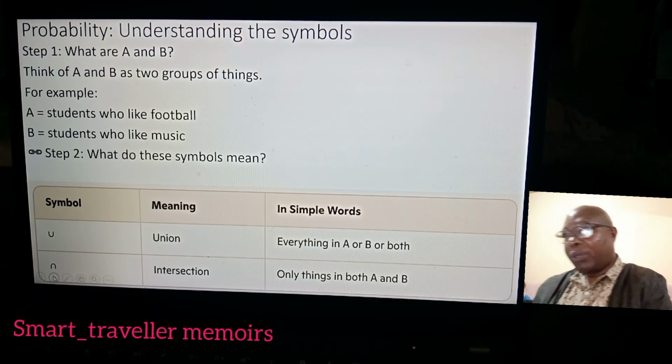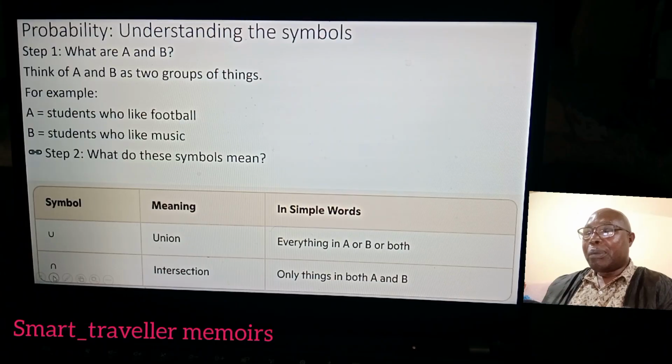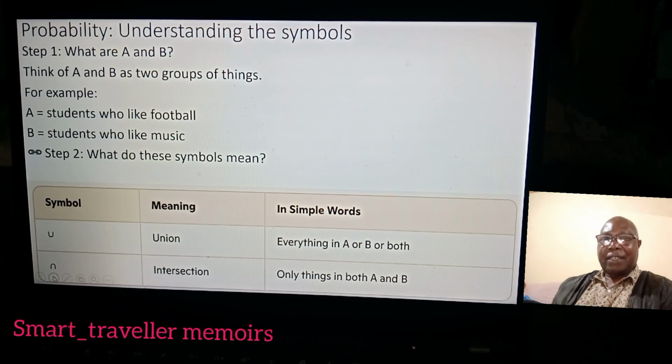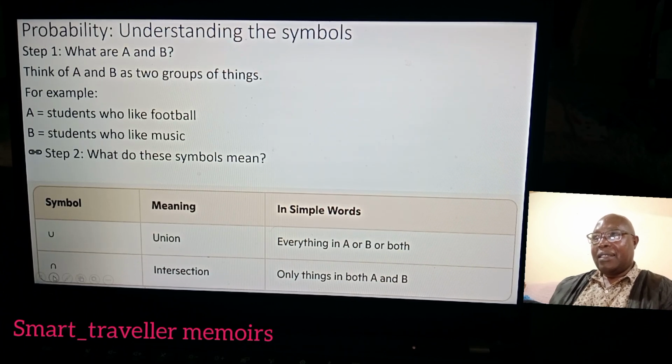So, tonight I would like us to look at probability, but specifically I want us to look at the symbols. That is, understanding the symbols. When we understand the symbols, we will never be challenged by probability. In fact, it becomes very easy to do probability. So let's start. And I'll start with step 1.